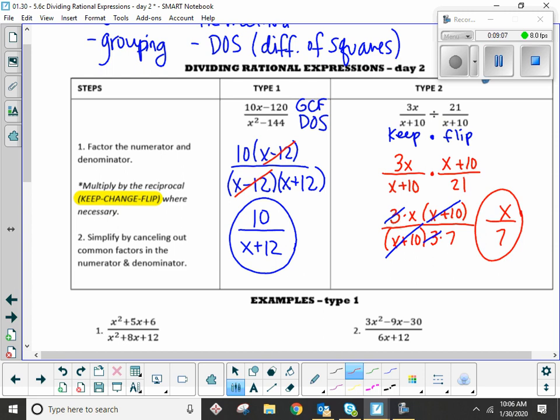I factored it so I could see what would cancel. I broke it up into factors. And if nothing had canceled, I would have just put it back to 21. Like if you just had 3 over 21, as long as you recognize they had something in common.